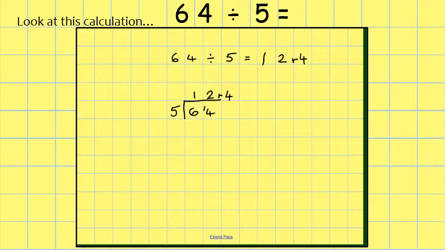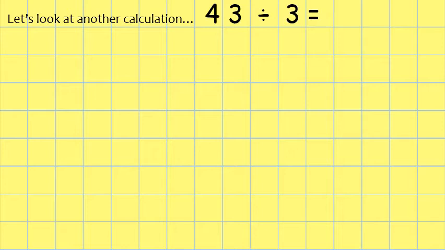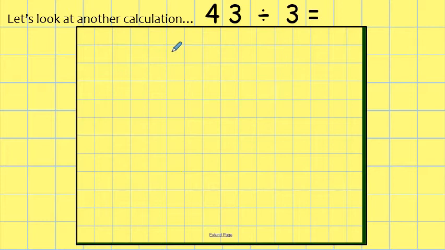Let's look at another calculation. 43 divided by 3. This is one that perhaps doesn't scream at us in a times table. So I'm not even going to suggest that we really do this in our heads. So let's do it with our new fantastic written method. So we put the big number inside that bus stop. And we're dividing by 3.